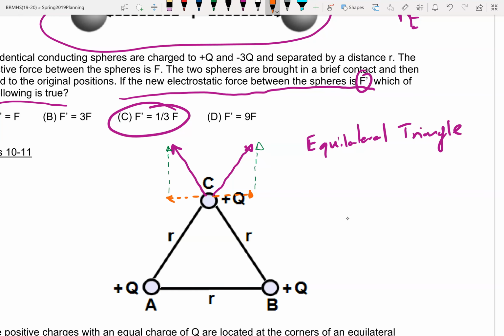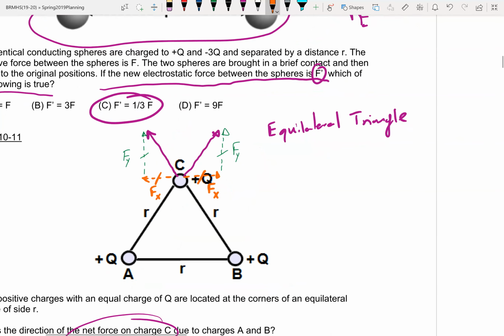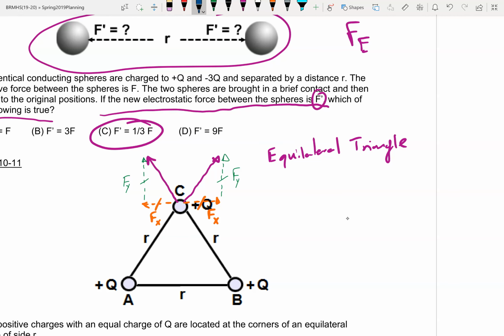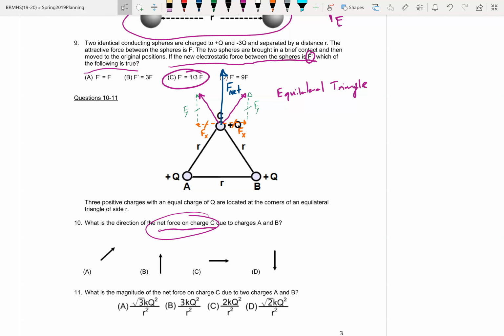So these force components in orange that are in the x direction, those are equal in length, so they're going to cancel out. And then I have these vertical components of the force, in the y direction, which are also going to be the same magnitude, and they're both pointing in the same direction, and they don't cancel out, they add up. Those two components in the vertical direction are going to add together and give me a total force that's straight up. That's going to be the net force that particle C feels.